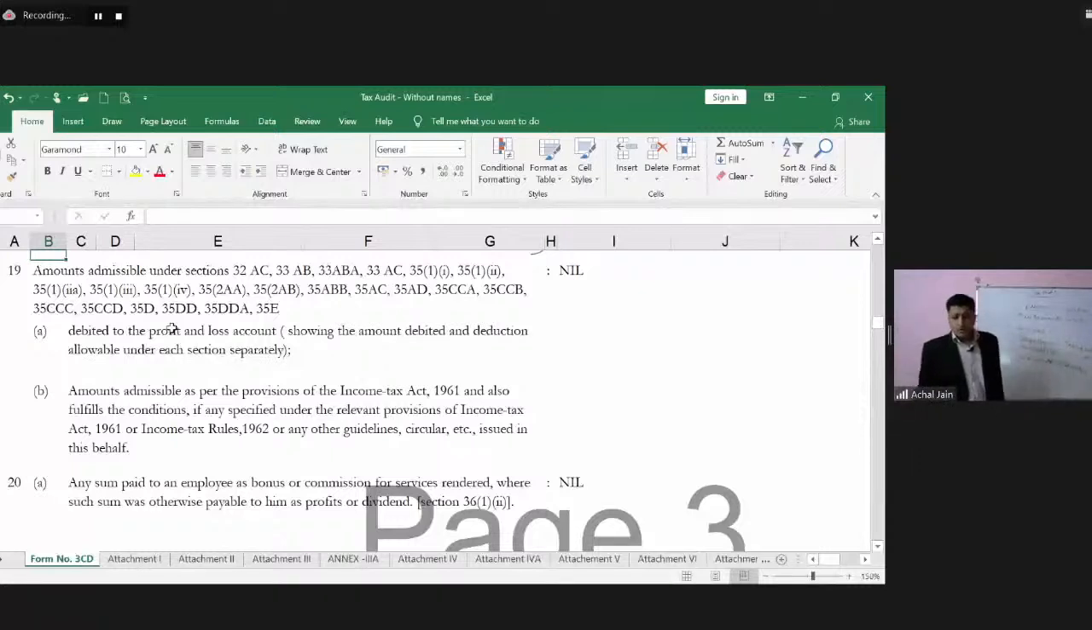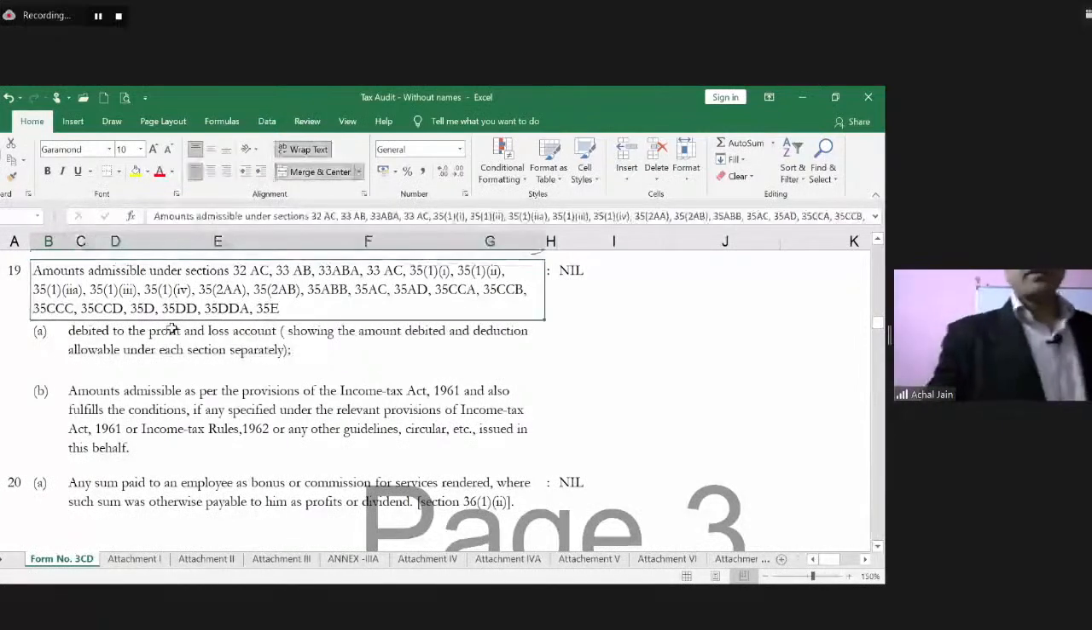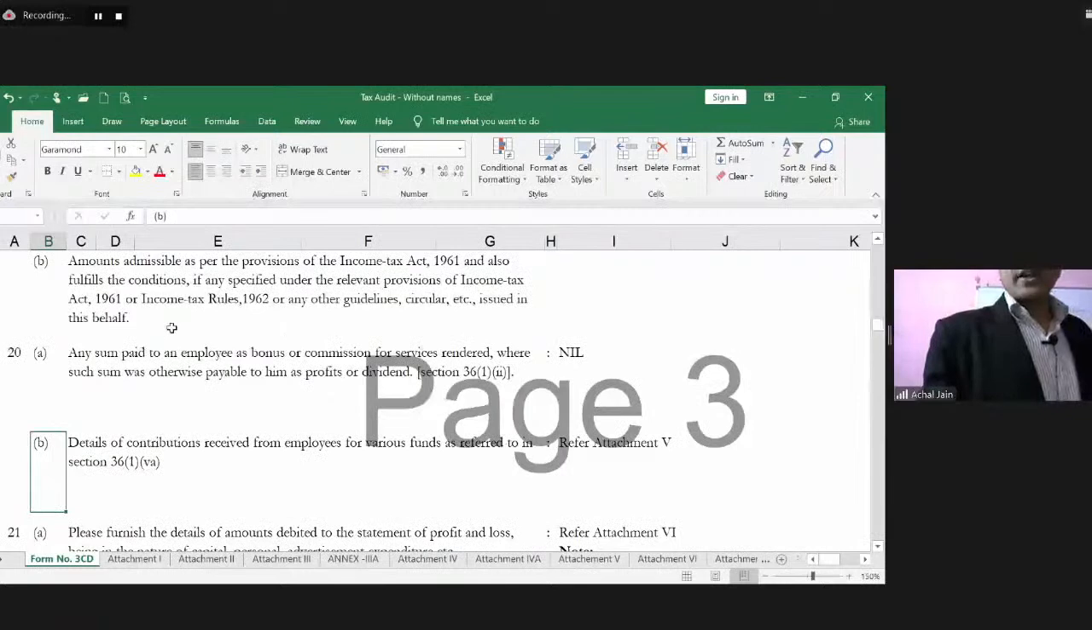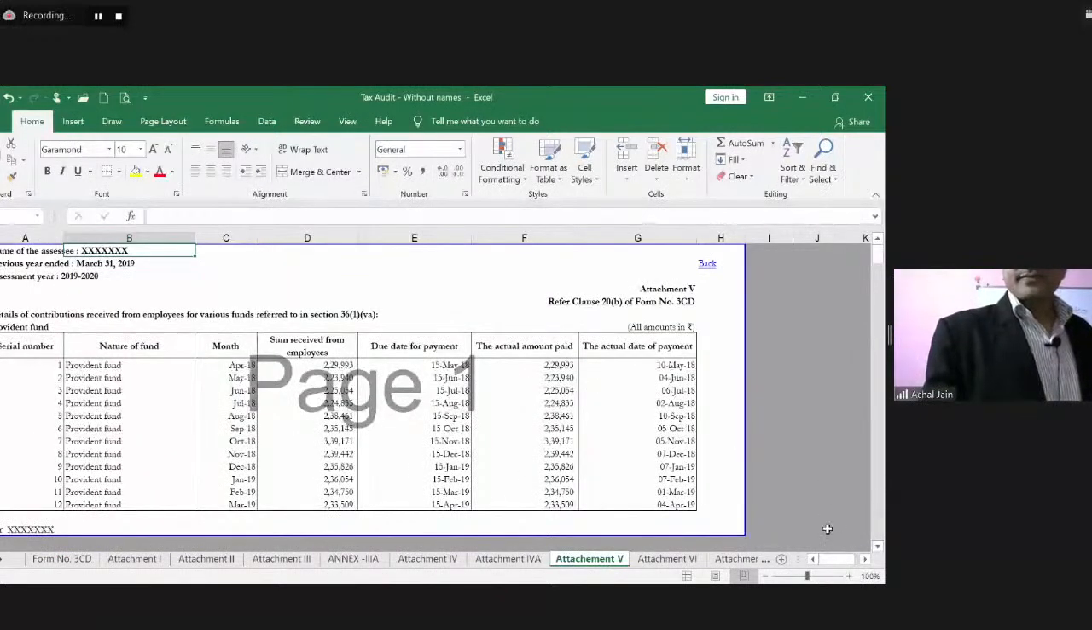Now moving on to 20B. So let's understand what this 20B requires. And for this 20B, we can straight away go to this annexure number 5.